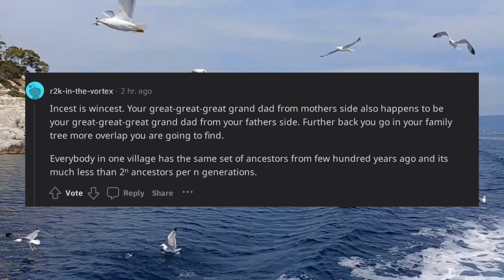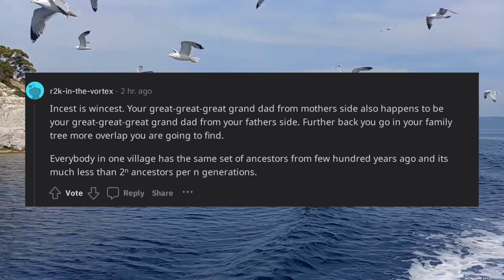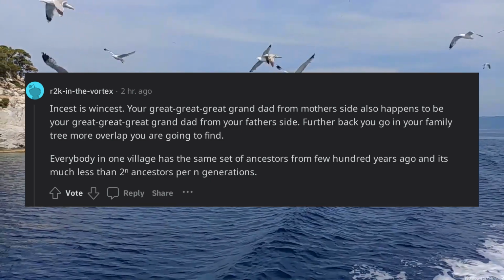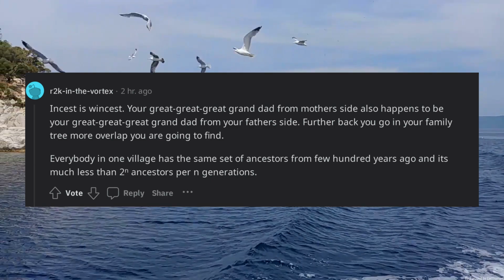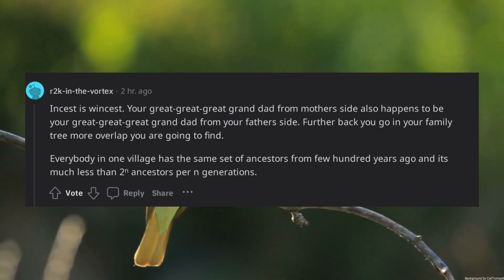Incest is wincest. Your great-great-great-granddad from your mother's side also happens to be your great-great-great-granddad from your father's side. The further back you go in your family tree, the more overlap you are going to find. Everybody in one village has the same set of ancestors from a few hundred years ago, and it's much less than 2 ancestors per n generations.